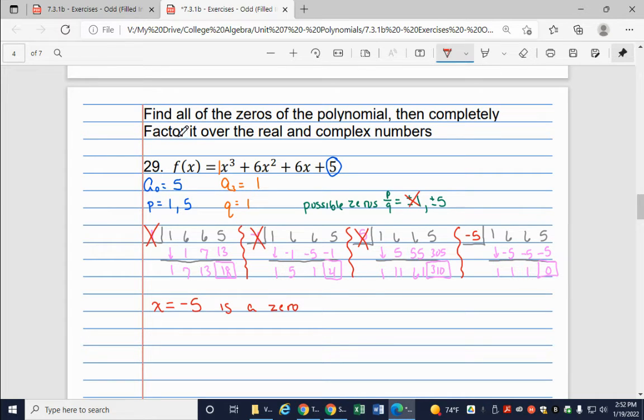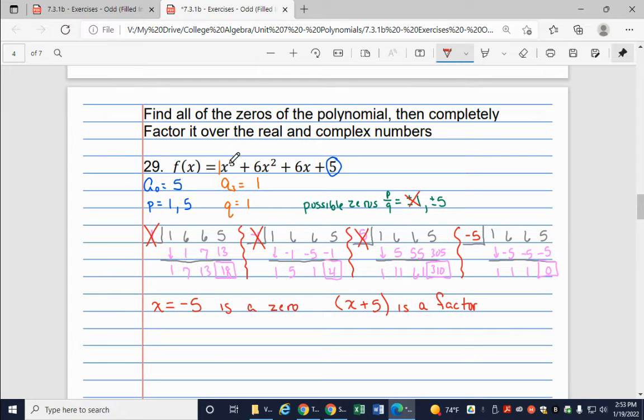And we are also going to have to eventually factor it over the real and complex numbers. So as a factor, remember your factor is x minus the solution. So when I do x minus a -5, it's really x plus 5 as a factor. Does that make sense to everybody? Some sort of head nod, thumbs up, something? Yes? Okay. All right. So that's just 1.